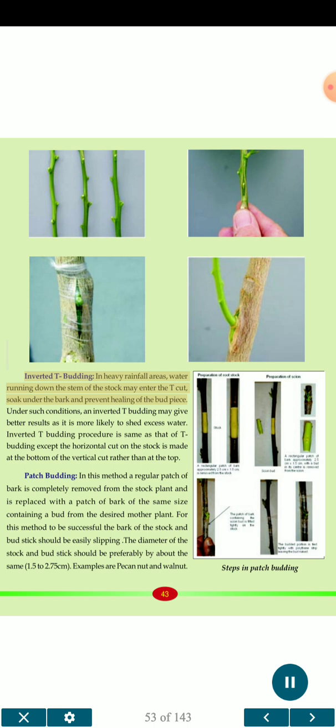Inverted T budding. In heavy rainfall areas, water running down the stem of the stalk may enter the T cut, soak under the bark and prevent healing of the bud piece. Under such conditions, an inverted T budding may give better results as it is more likely to shed excess water. Inverted T budding procedure is the same as that of T budding except the horizontal cut on the stalk is made at the bottom of the vertical cut rather than at the top.